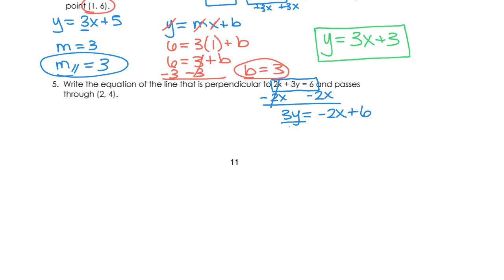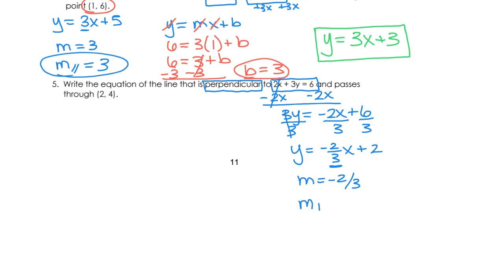And to get y by itself, I have to get rid of the 3. So I'm going to divide everybody by 3. And that's going to give me y equals negative 2/3 x plus 2. And now I can tell what my slope is. My slope is negative 2/3. And now look at the word that they told you in the problem. That word is perpendicular. Perpendicular lines have negative reciprocal slopes.